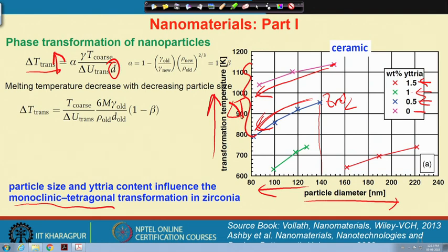And a very similar situation occurs if you keep adding different amounts of yttria. Here is a higher content of yttria, 1.5 weight percent, so we can further decrease the transformation temperature. It basically says that if someone really wants to stabilize zirconia at a much lower temperature, then we should not only involve yttria in the system, which stabilizes the zirconia, but further if we decrease the particle size, then the transformation temperature will also decrease.